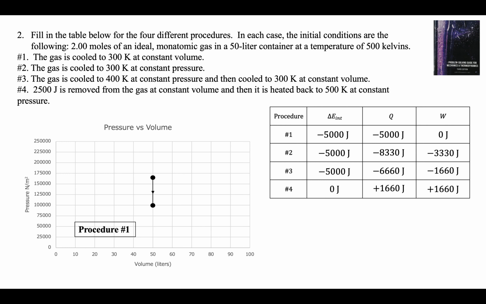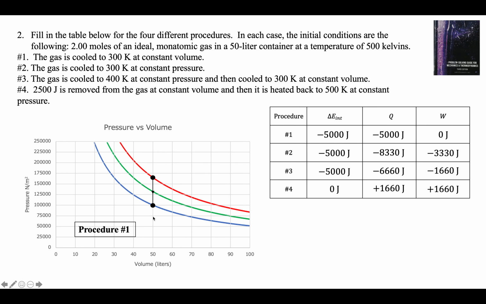Let's look at the isotherms. Isotherms are lines of constant temperature. So here they are. The red line is 500 kelvins, the green line is 400 kelvins, the blue line is 300 kelvins. So this one went from 500 kelvins to 300 kelvins, constant volume.